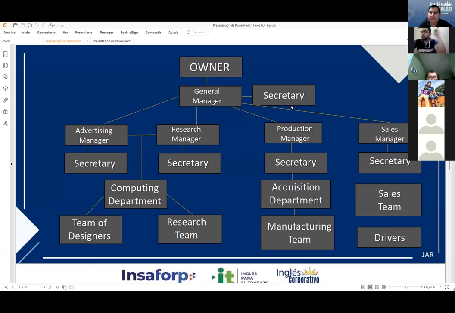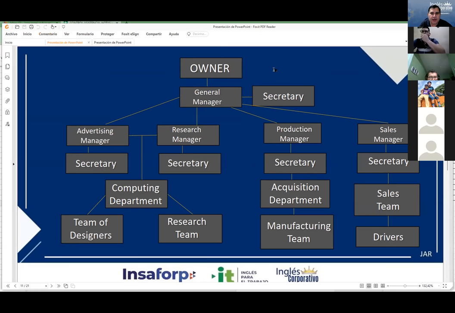General manager, secretary. The general manager is in control of everything. He runs the company. Teacher, what is that? He runs the company. Él dirige la compañía. Run, en este caso, es dirigir. No es correr. Okay. Él no corre la compañía, no, él la dirige. He runs the company.